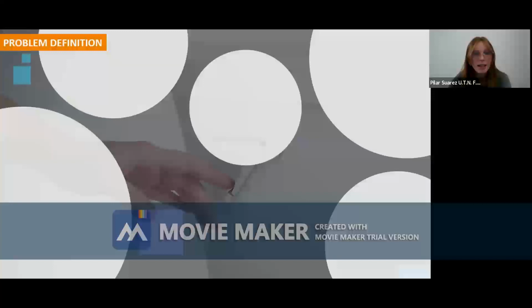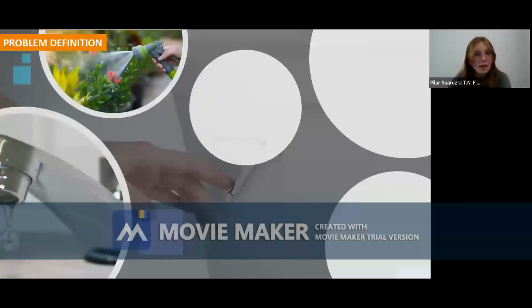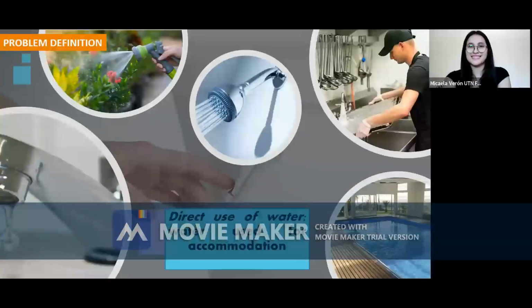The direct use of water, as we mentioned before, has to do with the use of the tap, the toilet, the shower, and also activities like doing the dishes in the hotel, watering the gardens, and spas and swimming pools.